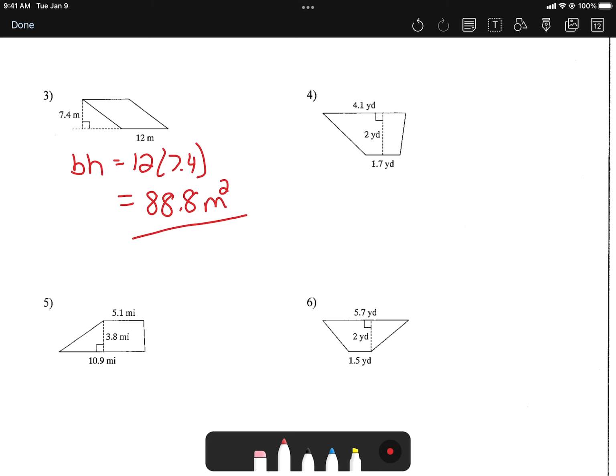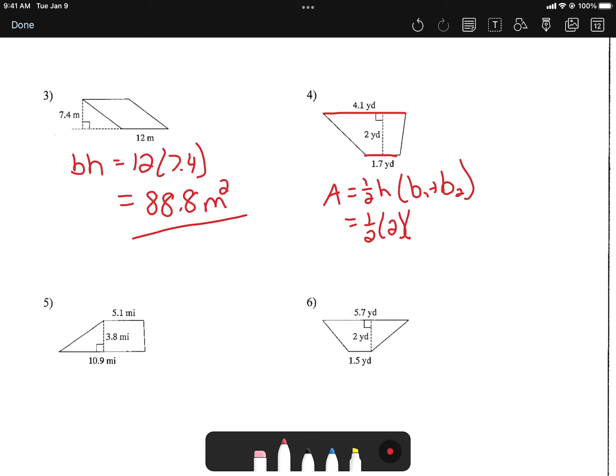Okay, trapezoids is what number 4 is. I only have one set of parallel sides right here. The other two are not parallel. Therefore, it is not going to be a parallelogram. It's a trapezoid. So our formula for our trapezoid is 1/2 our height times our base 1 plus our base 2. So in this case, 1/2 our height is the dotted line down the middle, so 2.